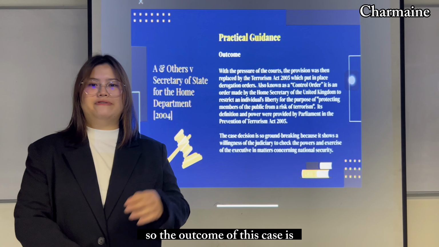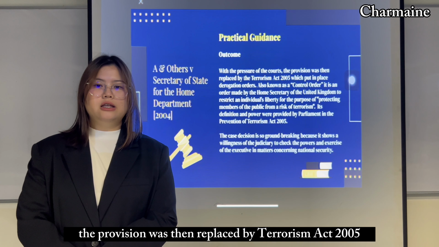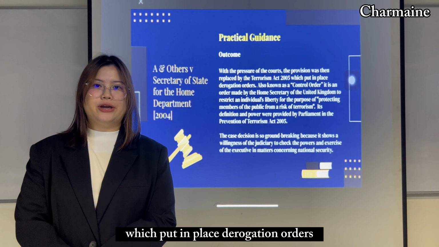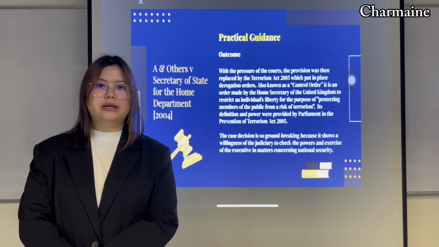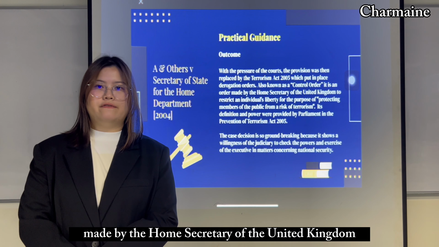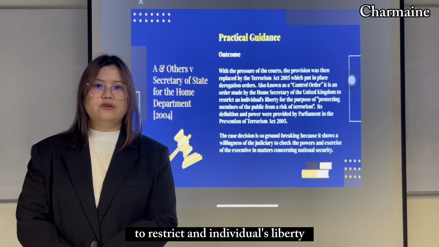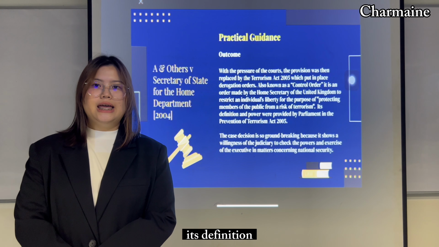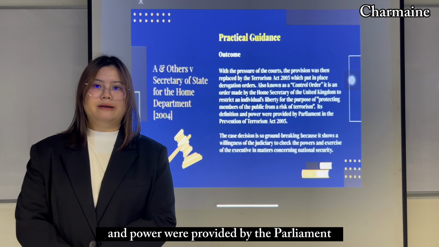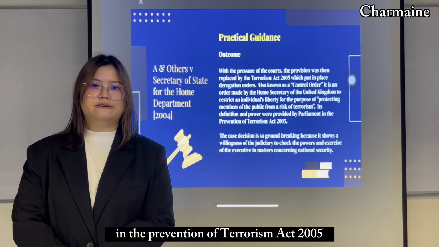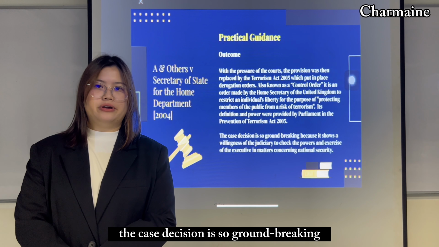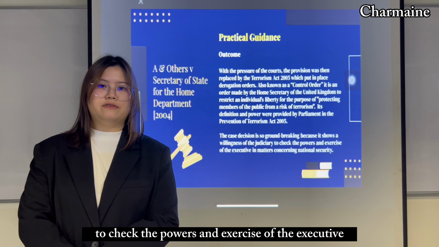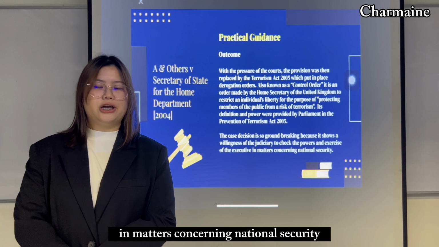So, the outcome of this case is, with the pressure of the courts, the provision was then replaced by the Terrorism Act 2005, which put in place derogation orders, also known as control orders. It is an order made by the Home Secretary of the United Kingdom to restrict an individual's liberty for the purpose of protecting members of the public from a risk of terrorism. Its definition and power were provided by Parliament in the Prevention of Terrorism Act 2005. The case decision is so groundbreaking because it shows a willingness of the judiciary to check the powers and exercise of the executive in matters concerning national security.